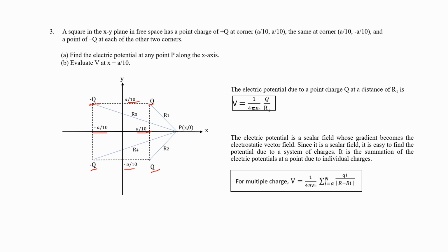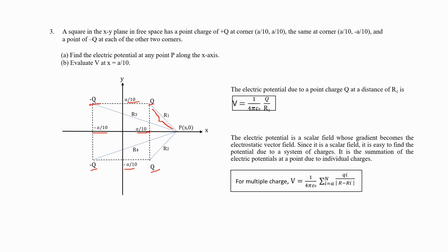Question 3a asks us to find the electric potential at any point P along the x-axis. To solve this question, we must know the formula of electric potential due to a point charge, which is equal to 1 over 4 pi times epsilon naught, times Q divided by R1. R1 is the distance between the charge and the given point.